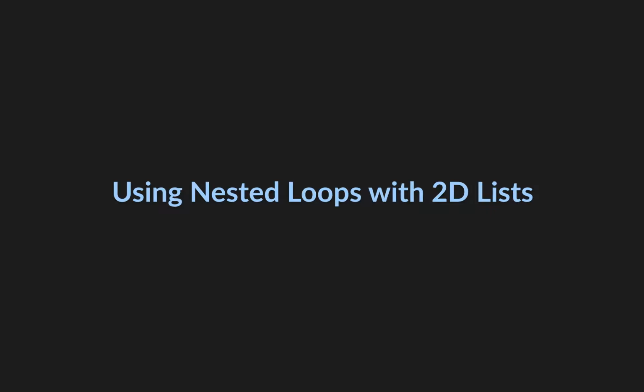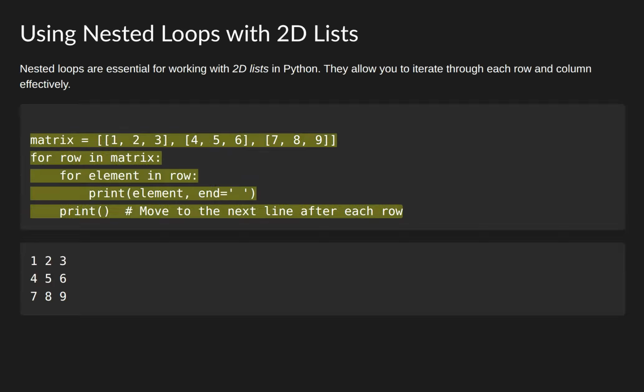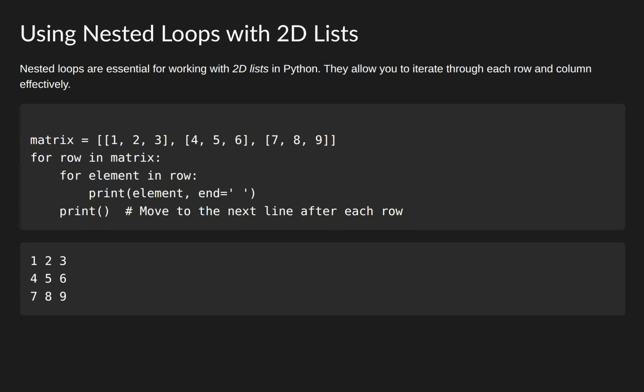Using nested loops with 2D lists. Nested loops are essential for working with two-dimensional lists in Python. They allow you to iterate through each row and column effectively. In this code, we create a matrix, which is a list of lists, representing a grid of numbers. The outer loop goes through each row in the matrix. The inner loop then goes through each element within that row, printing each number on the same line.